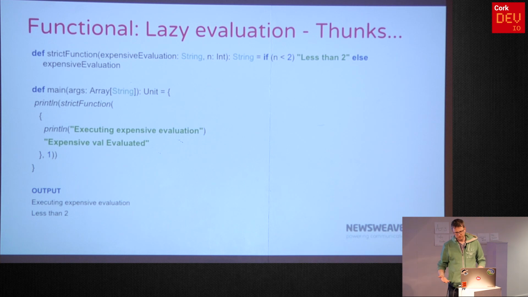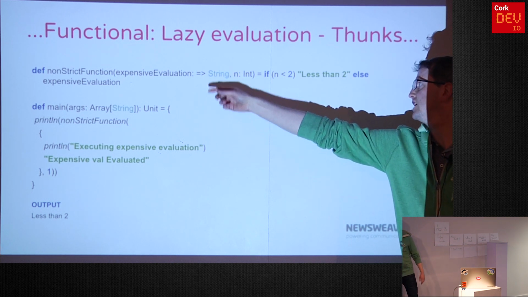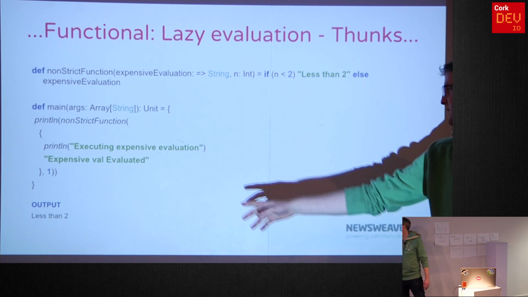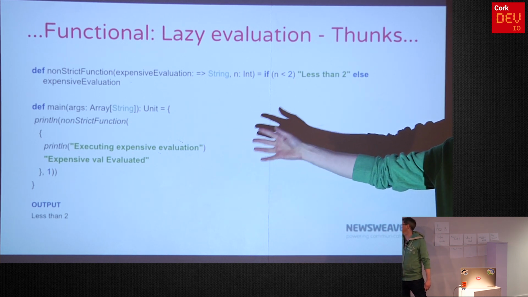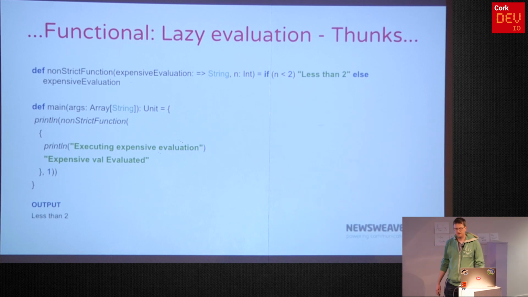So it would be nice if there was a way to say, only evaluate me if you need me to. You can do this really easily in Scala with just this little bit of syntax here, just this equals and the arrow. That's what's commonly called a thunk, or it's syntactic sugar for wrapping this in a function that may or may not get executed. You can see here now that it's not evaluating the expensive evaluation, it's just printing out less than 2, because it doesn't need to execute the else part of the if else, so that doesn't get evaluated.